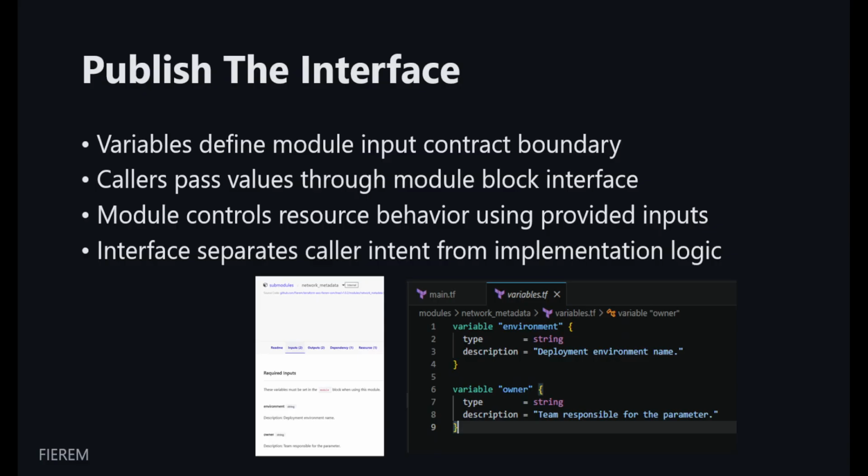A published module exposes variables as its input contract. Consumers pass values through the module block. The module decides how those values shape resources. This separates caller intent from internal implementation.